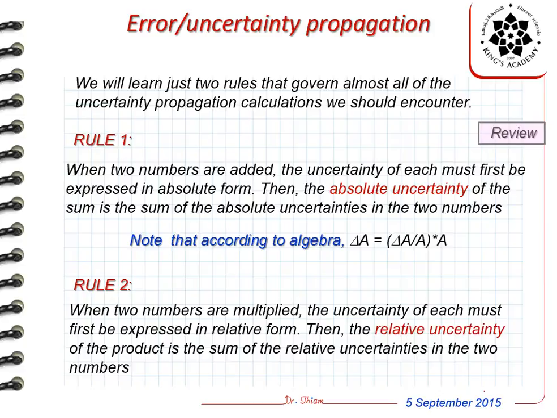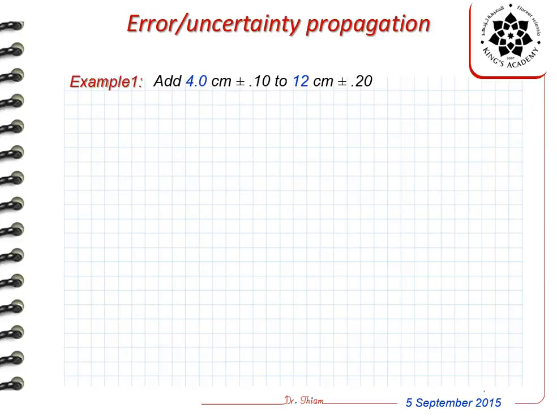Rule number 2 is about multiplication or division. In this case, if we need to determine the uncertainty, first we have to express the uncertainties on the numbers in their relative form, and then we add the two relative uncertainties. All right, let's take examples to clarify all this.